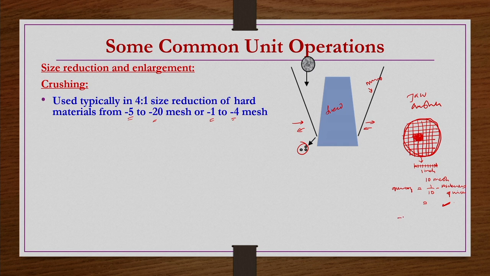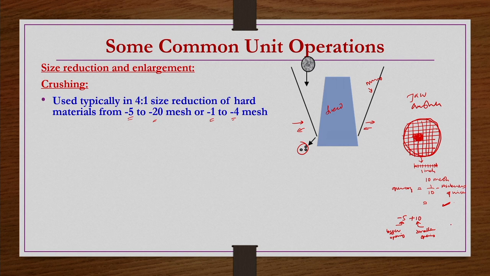Now what is meant by -5 and +10 or something like that? What you understand here is that if the number is smaller, the size of the opening would be bigger, obviously, right? Because it is the reciprocal of this number minus the thickness of the wire. If the number is bigger, then it is a smaller opening. So -5 +10 means the material has passed through the bigger opening of the 5 mesh screen, and +10 means that it is retained on the 10 mesh. It is not able to pass through the 10 mesh size.